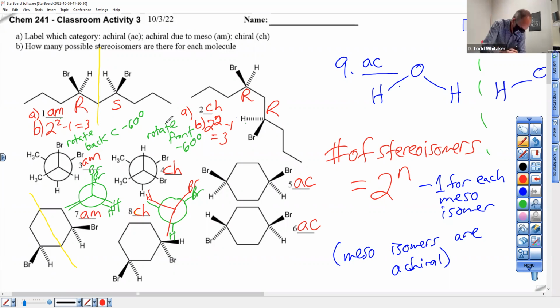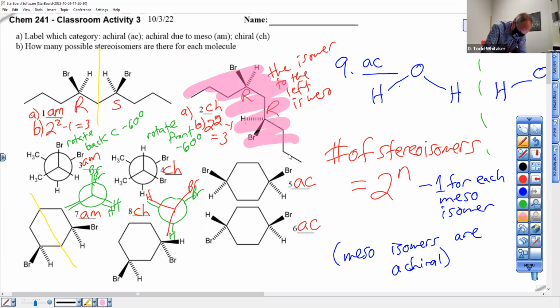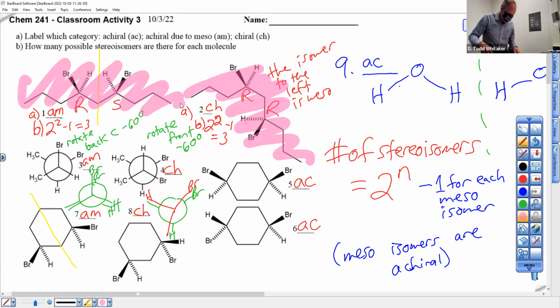So the isomer to the left is meso. So here's two isomers. There's this isomer and there's this isomer. They both are 3,5-dibromooctane. It doesn't matter up and down. Molecules are rotating all the time. We can't keep track of all these things. If you can rotate to get a hypothetical situation where there's a mirror plane, then that molecule is meso. But don't waste your time doing that. Use the quick clues.